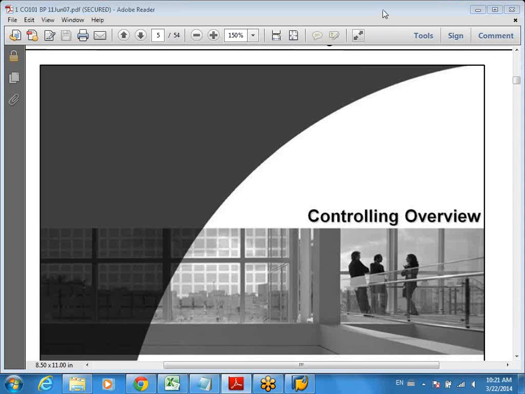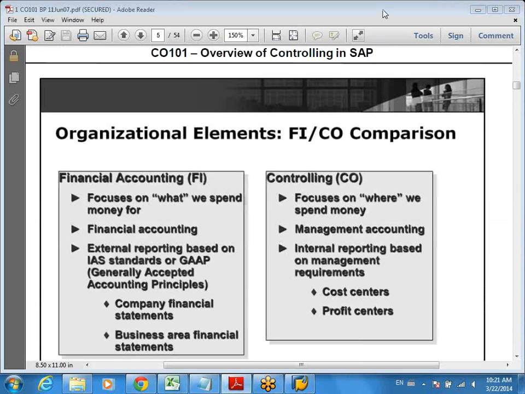Today we'll be reviewing controlling. Basically, controlling FI is for internal reporting, CO is for external reporting. Sorry, FI is for external reporting, CO is for internal reporting. CO is also for managerial reporting, and FI is mostly for your financial reporting: external balance sheet, income statement, your P&L, your taxes and all those things.